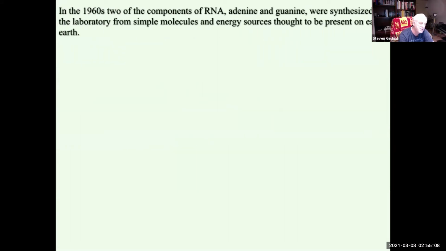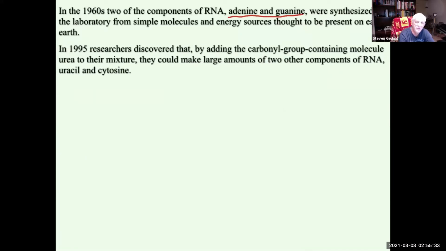In the 1960s, 2 components of RNA, adenine and guanine, which are bases of the nucleotides that make up RNA and DNA, were synthesized in the laboratory from simple molecules and an energy source, like lightning strikes. So basically they created the components of life in a test tube, from simple molecules and an energy source.